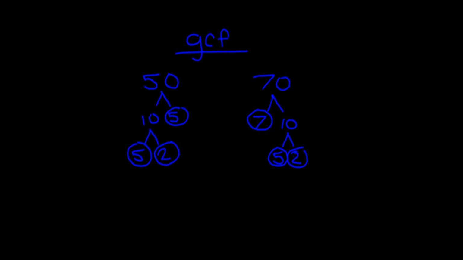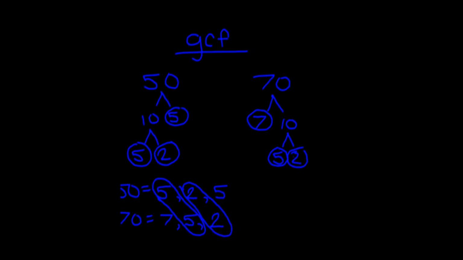So sometimes, for me, it helps to write these out, like just down here. To say that 50 equals 5, 2, and 5 again. And then 70 is equal to 7, 5, and 2. So now what we want to do is find pairs in these. So we can say that there is a pair of 5s right here. And there's also a pair of 2s.